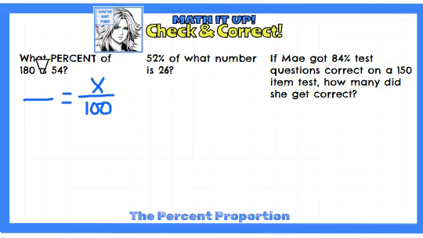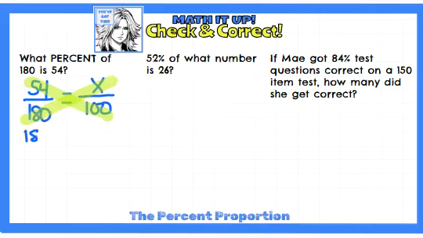So again, let's find our part and our whole. And we can't always assume that the part is going to be smaller than the whole. It isn't always. So make sure we're using our guiding words. What percent of 180? That sounds like the whole. 54 sounds like the part. And there we are. Now we can use the magic of proportions to solve this problem.